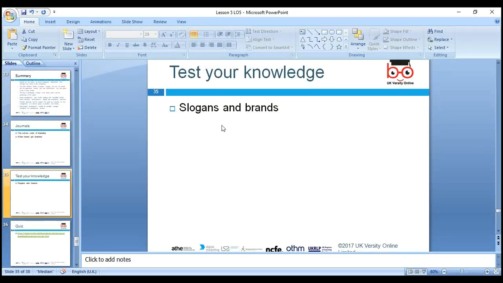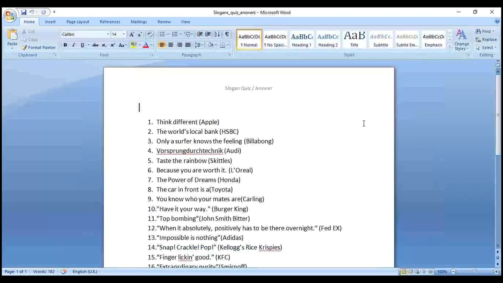Okay, that's one thing. And there I copied some slogans. A slogan is also part of the brand. So I copied a few slogans for you, and I'll go through them. Like here, these are the slogans. Think different. Which company is Think Different? A lot of people think of Apple. The world's local bank is HSBC. Only surfers know the feeling is Billabong, and then Audi, and Taste the Rainbow, Skittles.